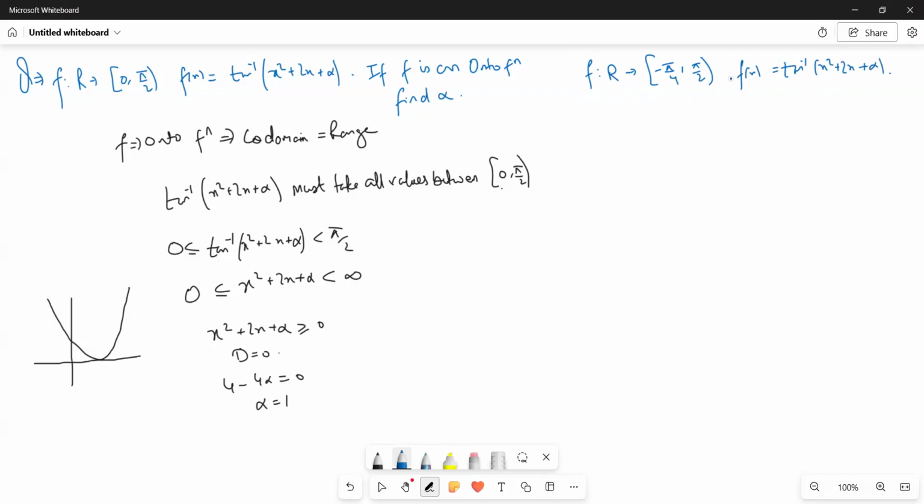ये करके करो. F is still onto. Find alpha. Just to check whether you have understood the question technically. पूरा सेम क्वेश्चन है, बस I have changed the codomain 0 to pi by 2 से minus pi by 4 to pi by 2.